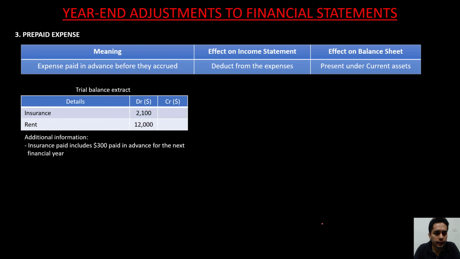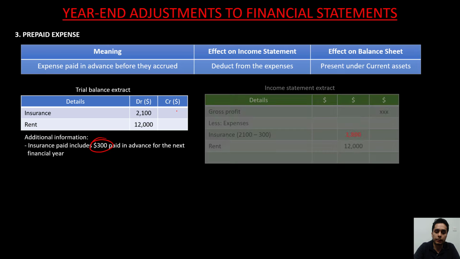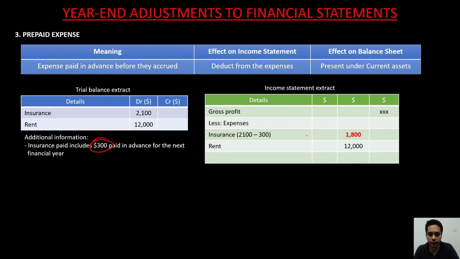So having a look at the example, we have insurance of 2,100 inside the trial balance and rent of 12,000 again. If you look at the additional information, it says $300 was paid in advance for insurance. Now this 300 is already included in the 2,100. So we are not supposed to show this entire 2,100 as expenses in the income statement. So when preparing the income statement, you'll have to deduct the 300 and show only the net 1,800. And rent obviously 12,000 from the trial balance.